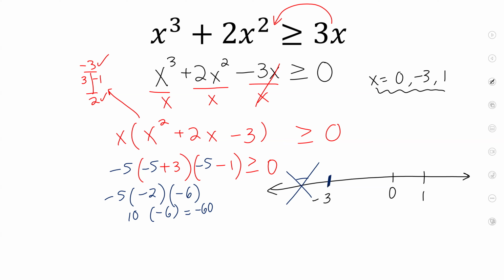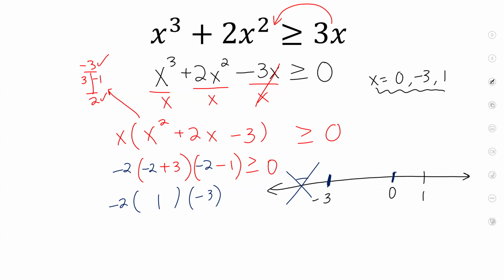Let's test some values between negative 3 and 0. What number would you guys like to test? Okay, I heard y'all say negative 2, so let's plug in a negative 2 this time. So I get negative 2, this will be 1, and this will be negative 3. This is negative 2 times 1 is negative 2, times a negative 3 is what? A positive 6. Is that greater than or equal to 0? That worked.